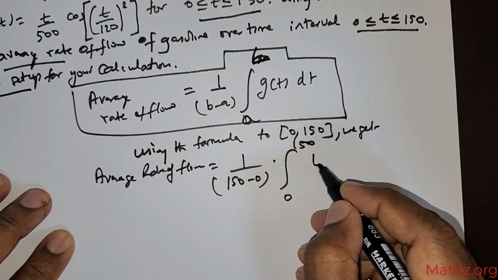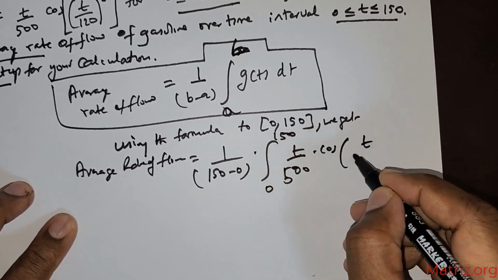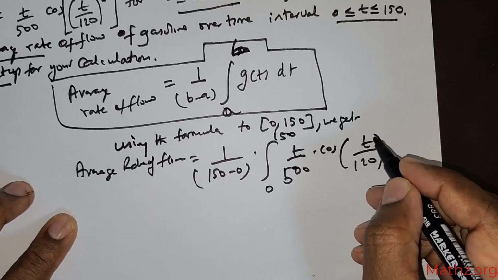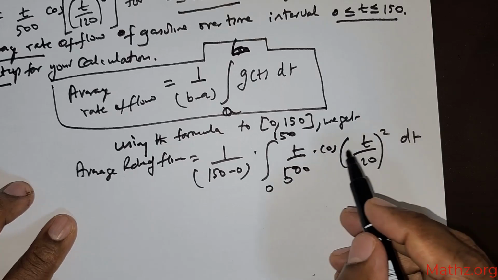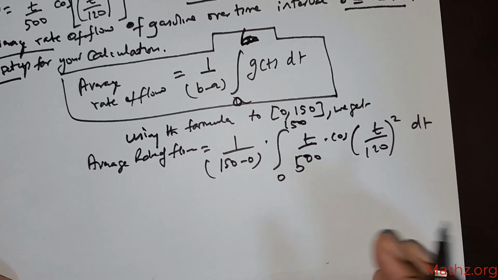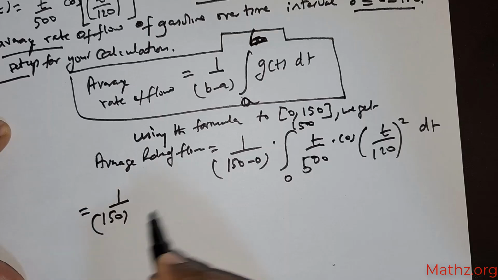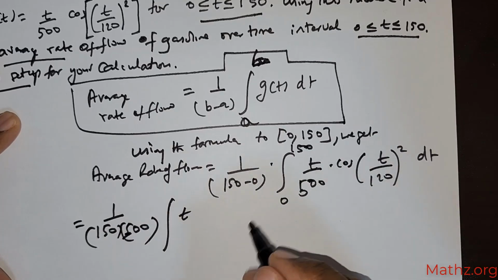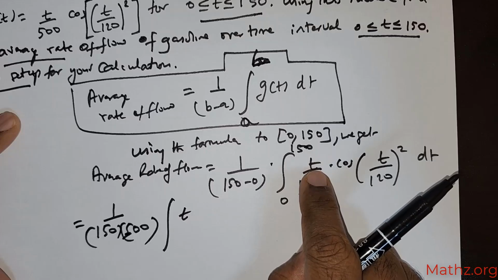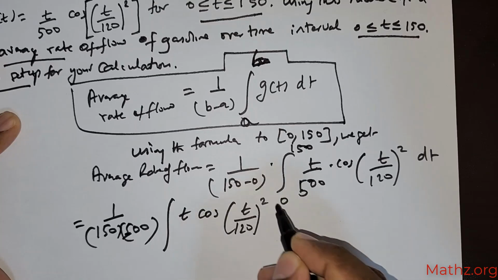Now g of t is t over 500 times cos of t over 120, squared, times dt. They have placed it in parentheses, but you don't have to place that; it's understood. So this is equal to 1 over 150 times 500. That's a constant, so place that. And we have t, so t times cos squared of t over 120 times dt.